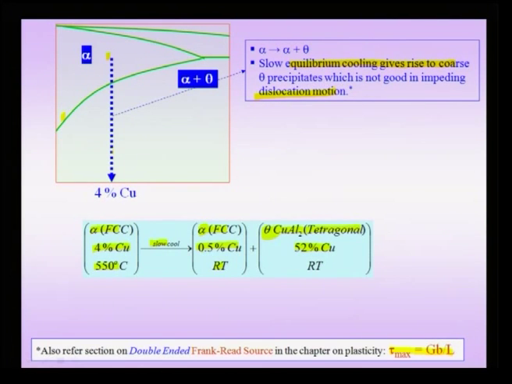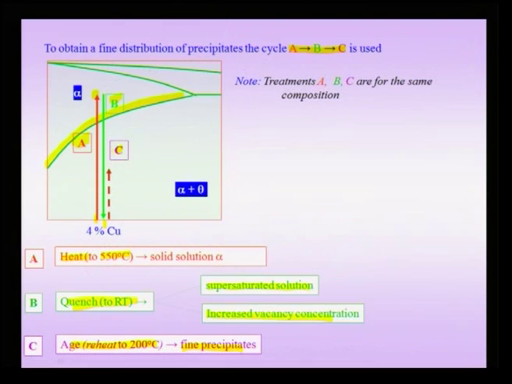Now, to get this hardness, we follow a 3-stage route. We first solutionize an as received material above the solvus line, say about 550 degrees Celsius. Then we quench the material to get a supersaturated solid solution along with an increased vacancy concentration. This increased vacancy concentration is important to note, because it gives us higher diffusivity of the substitutional alloying elements during the aging step, which follows next.